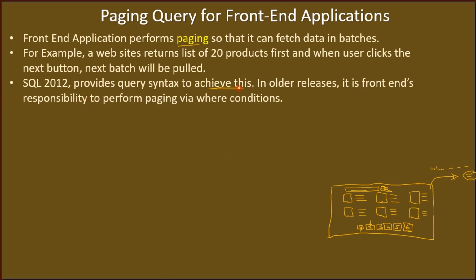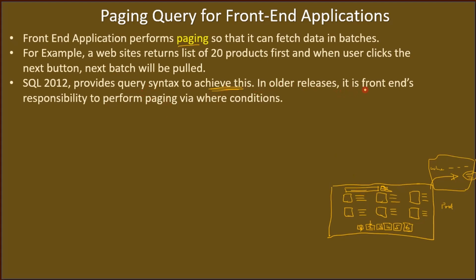That means at runtime you do not need to form the where condition by calculating the number of records or calculating the ID. If it is based on product ID, you have to form a where condition to supply a specific range of product IDs, so that products will be retrieved in batches. So that's about the front end's job. But in SQL 2012, the query syntax achieves this pagination. That means the front end can directly use the paging technique or paging query to achieve this result. So that's what we are going to see here.